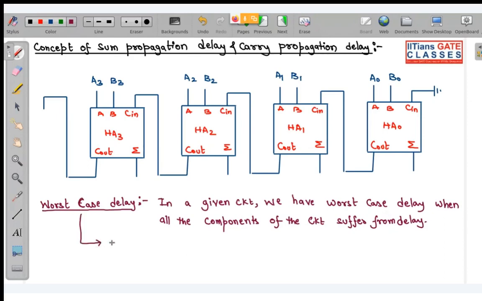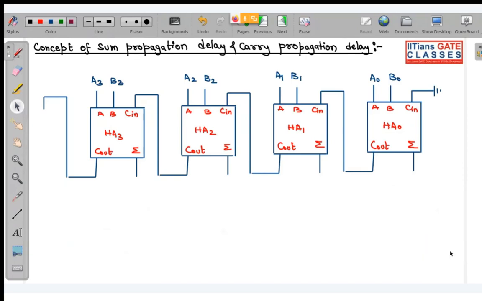So worst case delay means what? We mean maximum delay. When can we get maximum delay? We will get it in a circuit when all the components are suffering from delay, or you can say all the components have transitions in the output so that they are basically suffering from delay. So tell me, have you understood the concept of worst case delay? And if you have any doubt, you can ask.